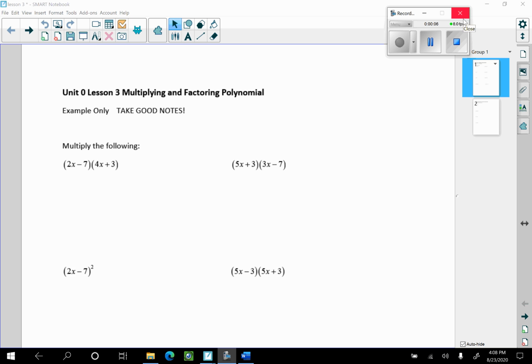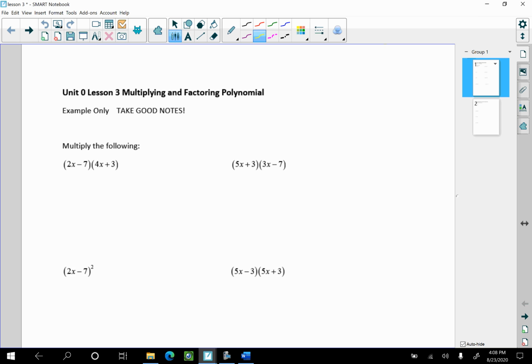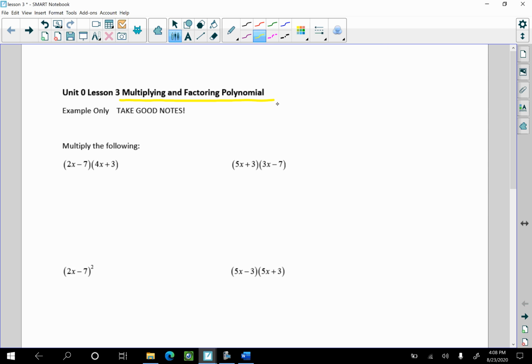Today we're going to talk about Unit 0, Lesson 3, which is multiplying and factoring polynomials. This is certainly something that you've done many times in Algebra 1 and Algebra 2. So it's going to be good to really review these skills. So let's jump right in.